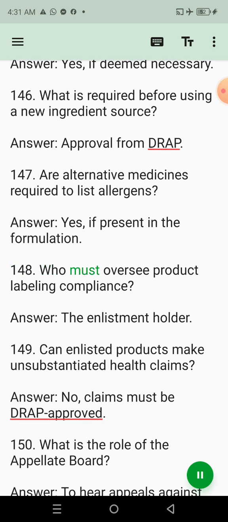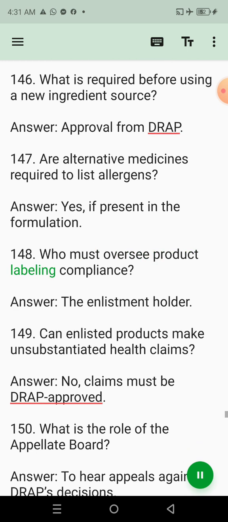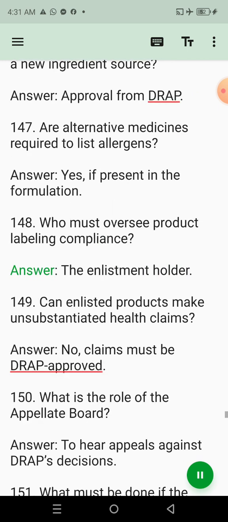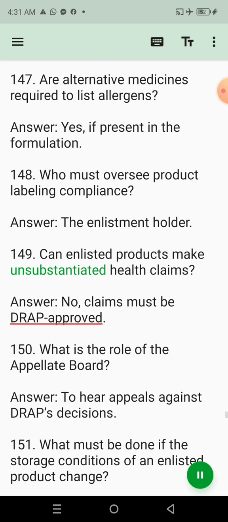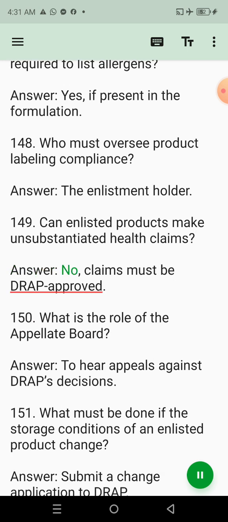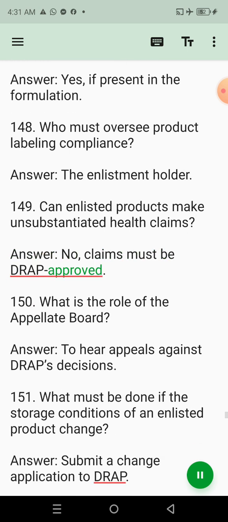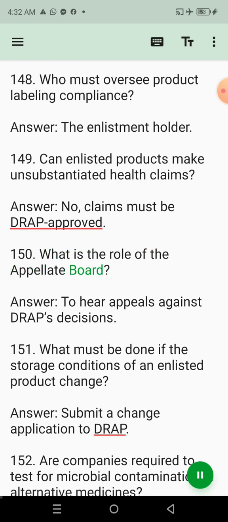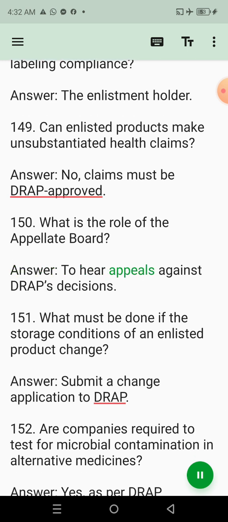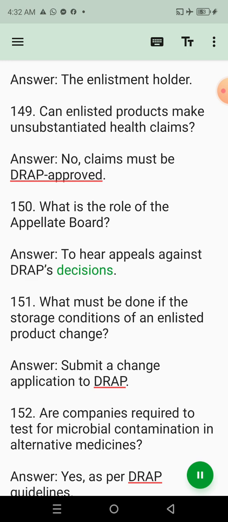148. Who must oversee product labeling compliance? Answer: the enlistment holder. 149. Can enlisted products make unsubstantiated health claims? Answer: no, claims must be DRAP approved. 150. What is the role of the appellate board? Answer: to hear appeals against DRAP's decisions.